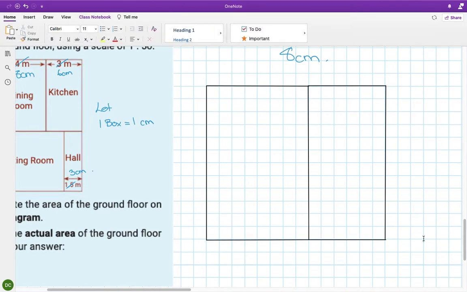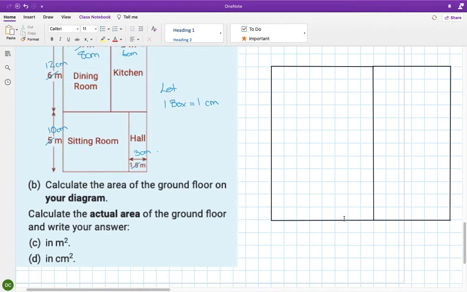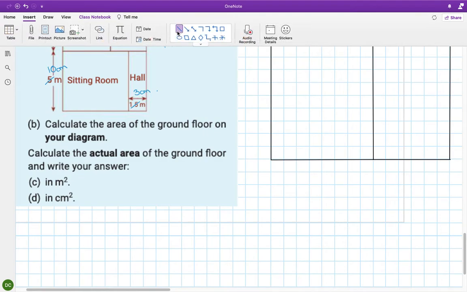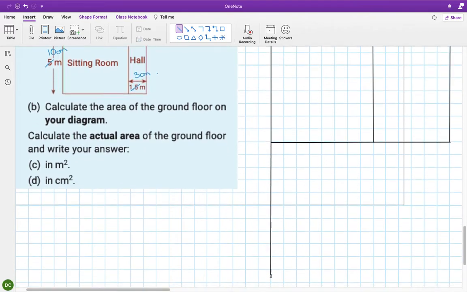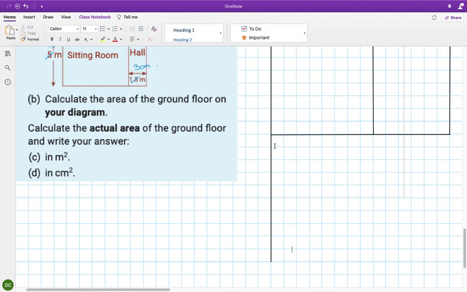And then across there. Okay? Right, next is 10 centimeters down for the sitting room. So we're going to insert 10 centimeters starting here. So 2, 3, 4, 5, 6, 7, 8, 9, 10. I think that's right, is it? 1, 2, 3, 4, 5, 6, 7, 8, 9, 10.